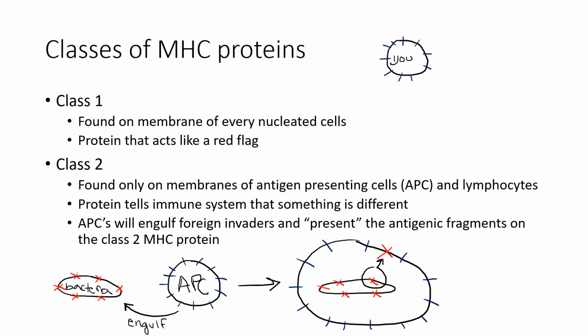The first class can be found on every membrane, that is on every nucleated cell. These proteins are going to act like a red flag. What you can think of when we think about class 1 is flagging viral and precancerous cells. Now I did this little illustration up here to kind of show you what this looks like. So you have one of your own cells, and then you have these antigens on the plasma membrane, so kind of surrounding it, studding it.